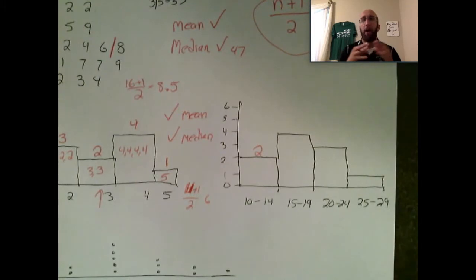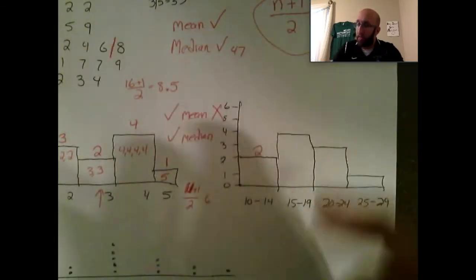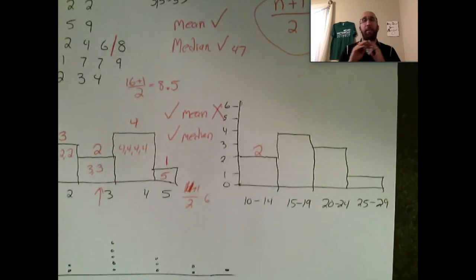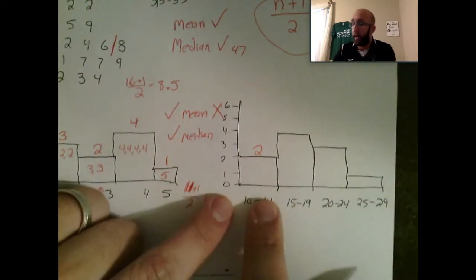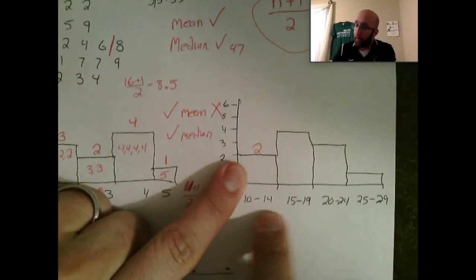So if I don't have the specific numbers and data points, it's going to be very, very hard to add them all up for a mean. So on this type of histogram, it is impossible for me to calculate a mean. I just can't find the individual data points. If I don't know the individual data points, we're no good here, okay? But I can calculate a median because I know there's 2 data points here.